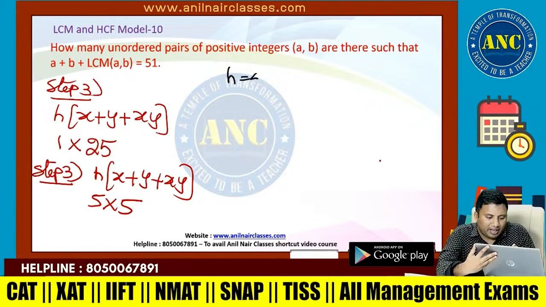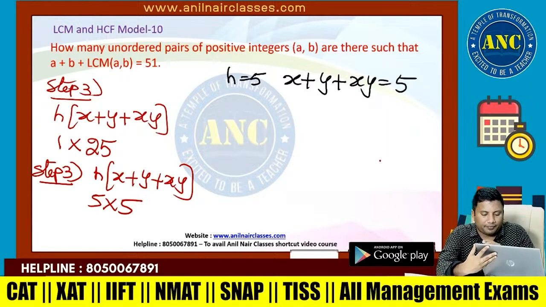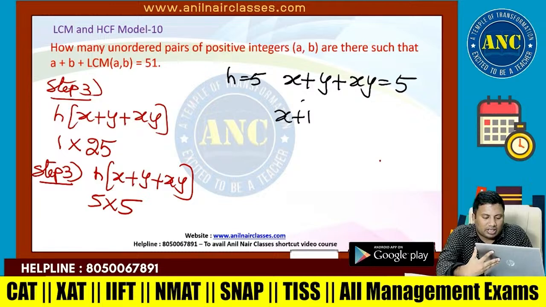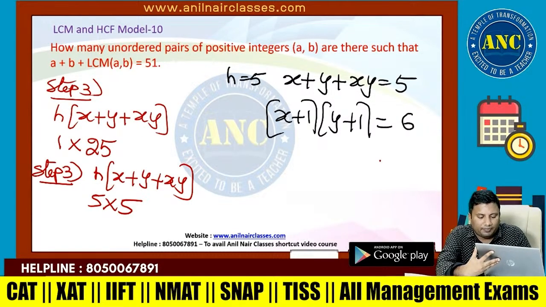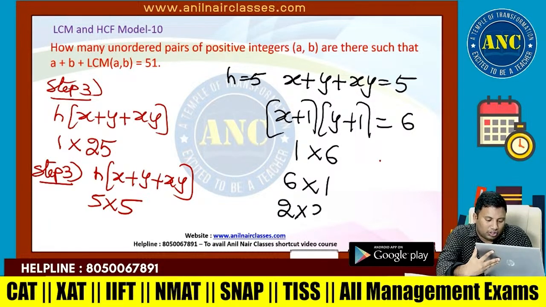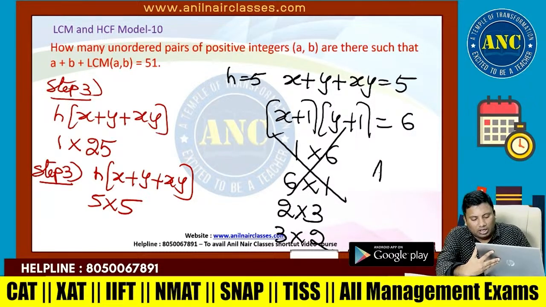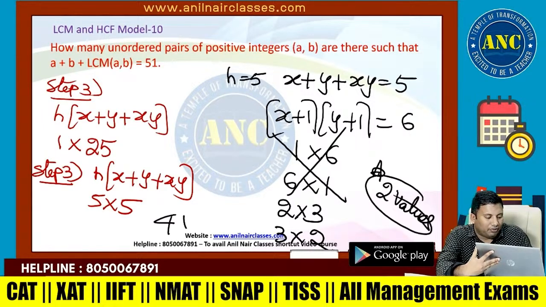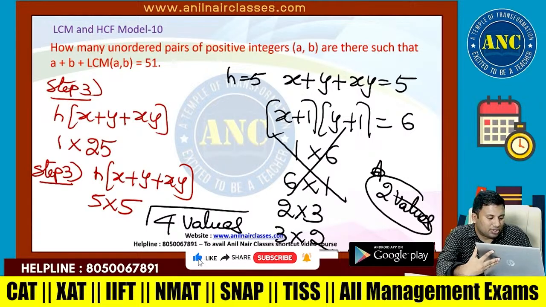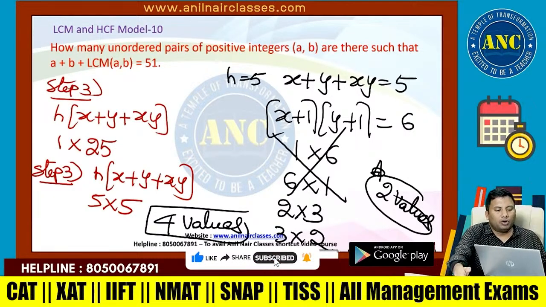If h is 5, x plus y plus xy is 5. Adding 1 on both sides, x plus 1 into y plus 1 is 6. 1 into 6, 6 into 1, 2 into 3, 3 into 2. x and y cannot be zeros. Again 2 values I got, 2 plus 2, total 4 values will satisfy this equation.